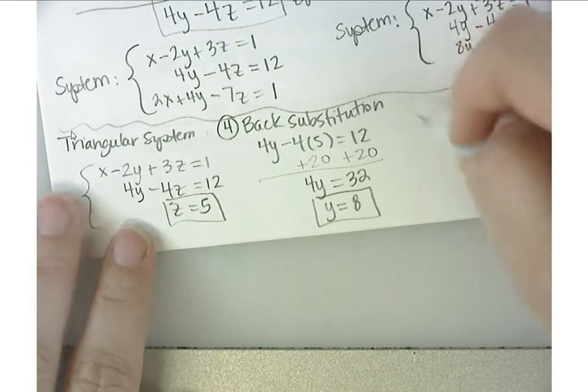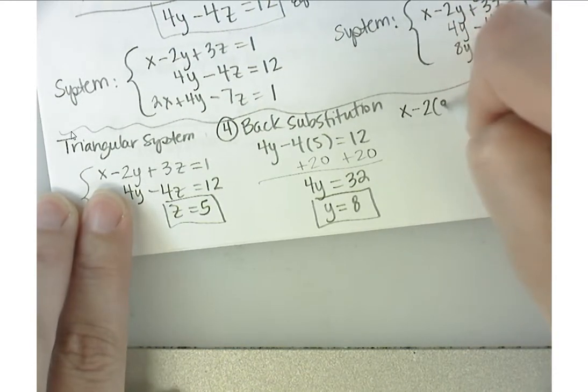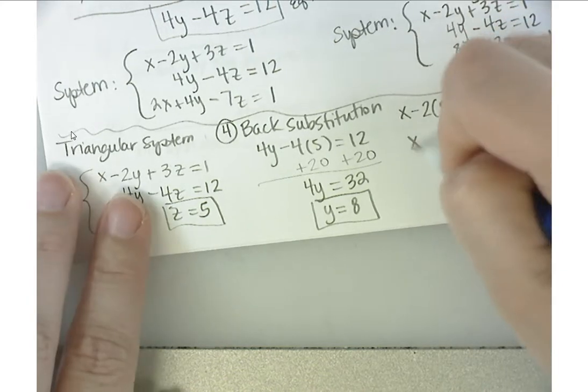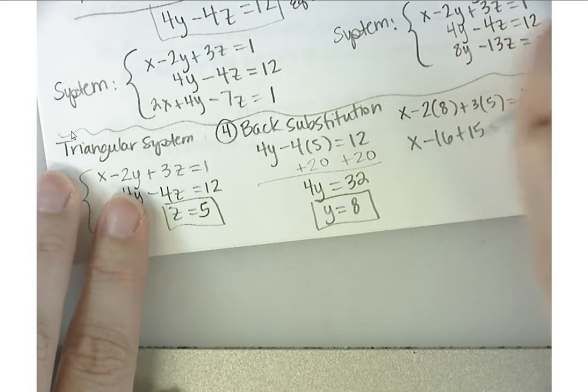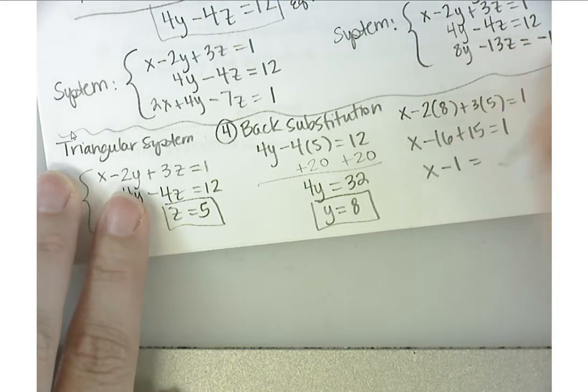Okay, and then in my last one, I have x minus 2 times y plus 3 times z equals 1. So x minus 16 plus 15 equals 1. This is a negative 1, negative 16 plus 15. And then I have to add the 1 over, so this is 2.